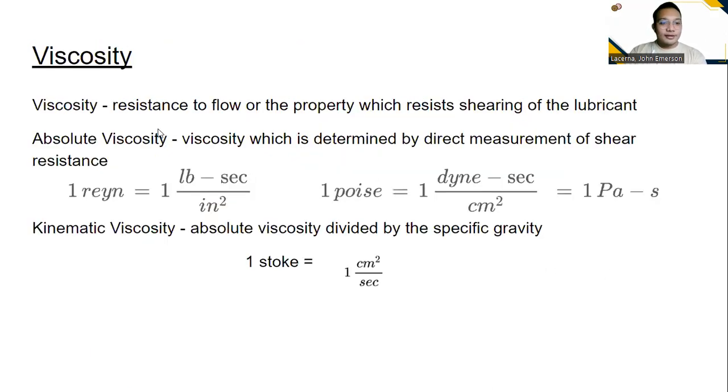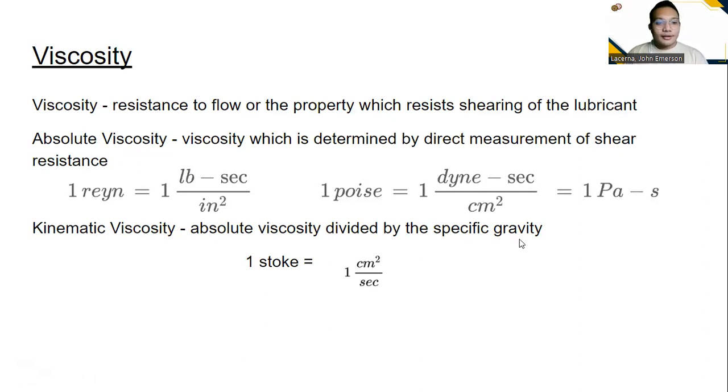Next. Okay. Viscosity, sa ibang pagkakakilala dito is yung lapot. But here, it is the resistance to flow or the property which resists shearing of the lubricant. Okay. We have two types of viscosity. It is absolute viscosity, which is determined by direct measurement of shear resistance, and our kinematic viscosity. Ito yung absolute viscosity divided by our specific gravity ng ating material.